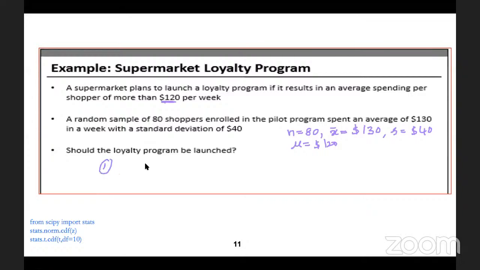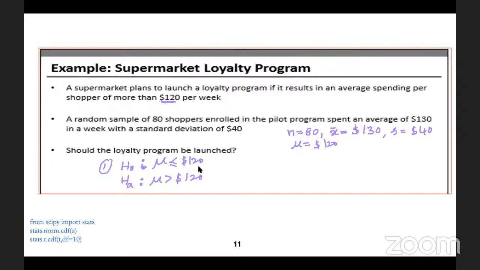The first step, define the hypothesis, null hypothesis and alternative hypothesis. As we discussed, the null hypothesis always discourages you from taking any action. It says that there will not be any improvement even if you launch this program. That means even if you launch this program, it would be an utter flop. You will not get any profits. So if you launch it to the population, the value would be less than $120 per week per shopper. Then we don't launch it, because this would be a loss making project. On the other hand, HA says that you have to launch it because it would be more than $120 per week per shopper.